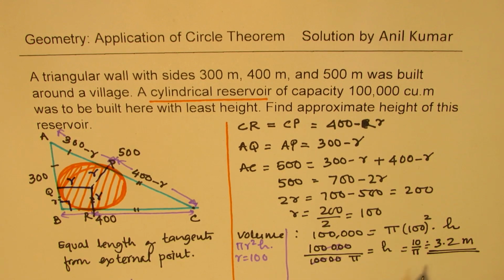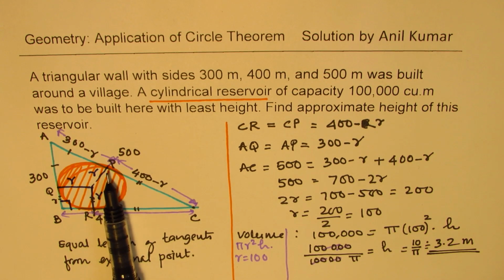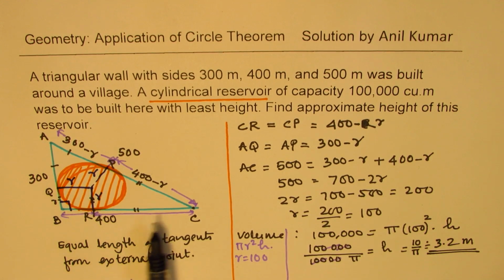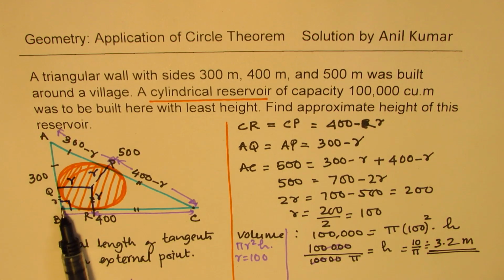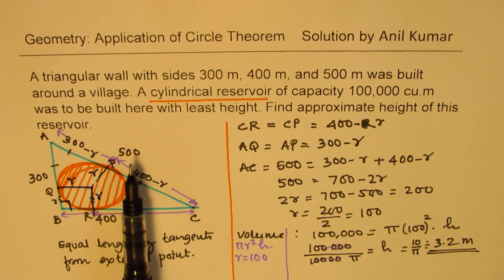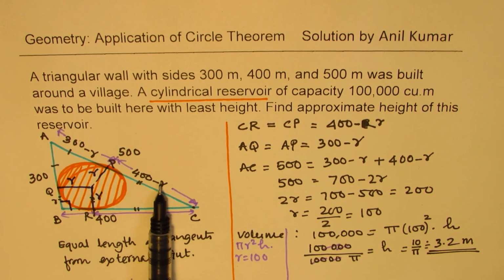But I hope you understand the concept. The concept here is, whenever we have an inscribed circle in a right triangle, the lengths of tangents are the same, and therefore 400 minus r plus 300 minus r should be equal to the hypotenuse 500, which gives you the value of the radius of the inscribed circle. Once you know that, then it's very simple to find the volume, pi r square h. Perfect. So that is how you will solve it.